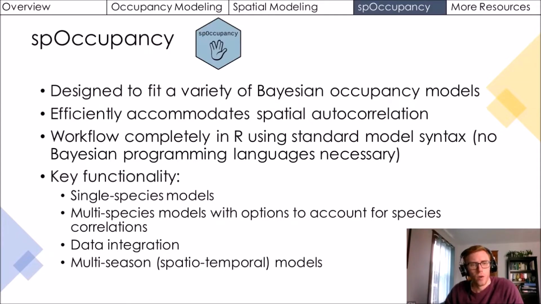And at the moment, there are 4 key occupancy models that spOccupancy supports. We have our single species and our multi-species occupancy models that I mentioned before. And then we also have functionality to account for data integration, so integrating multiple detection, non-detection data sets in a single model. And then more recently, I've incorporated some multi-season or spatio-temporal models to estimate trends in occupancy over time while accounting for spatial autocorrelation. Okay, I'm going to talk primarily about these first 2 today, and then there are also examples on the other 2 in the GitHub archive.